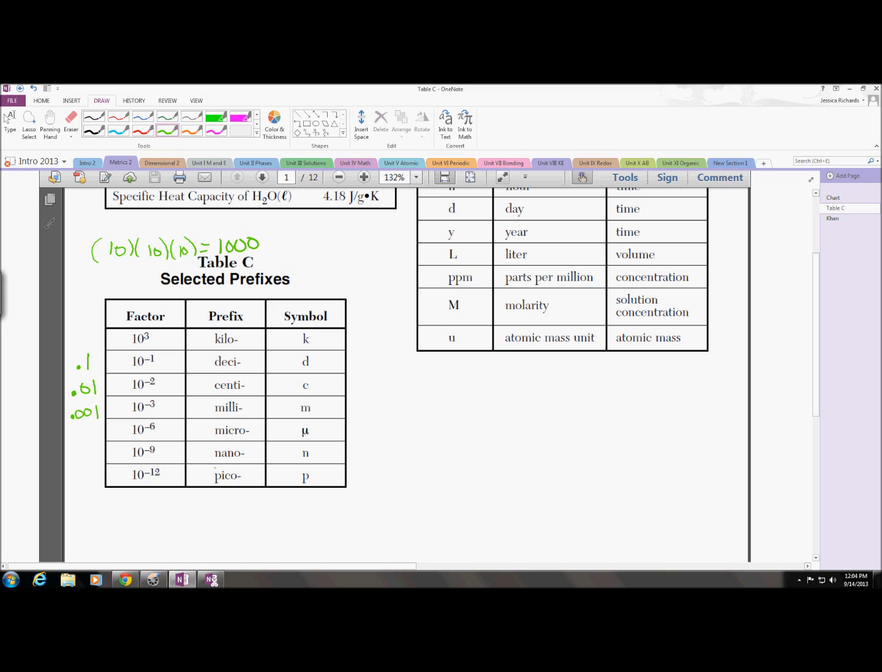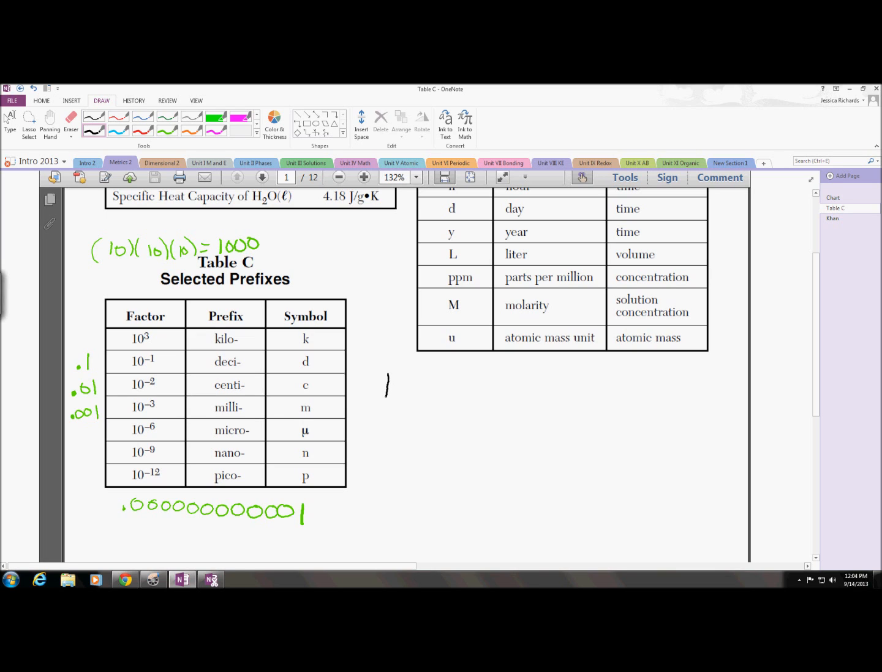Atoms are measured in picometers. Picometers, 10 to the negative 12th. So, 11 zeros. 1, 2, 3, 4, 5, 6, 7, 8, 9, 10, 11, and then your 1. That's how much smaller a picometer is compared to a meter in the first place. So really, really tiny.